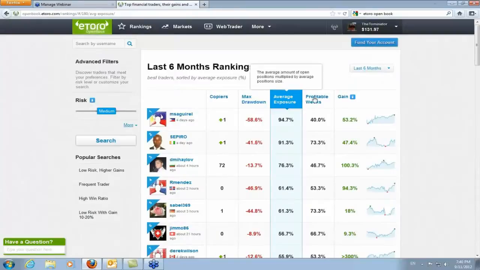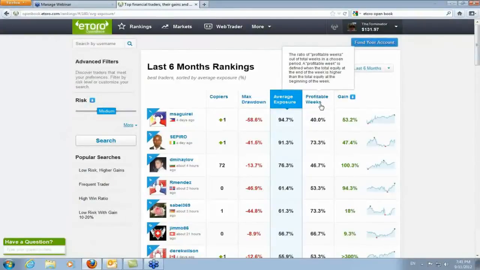And the beautiful thing here is that this goes well with profitable weeks, because profitable weeks gives you the percentage of weeks that were in profit out of the last 6 months. Now, how do we calculate percentage of weeks in profit? The statistic shows you if at the beginning of the week the trader had less money, both on closed and on open positions, than he does at the end of the week. If at the end of the week he has more money than he started with, even if it's with open positions, it means that this trader had a profitable week.